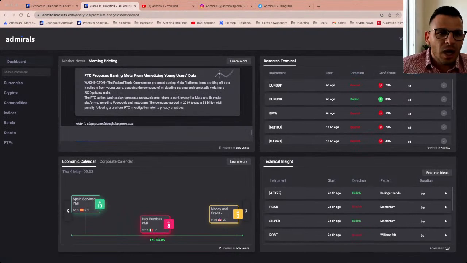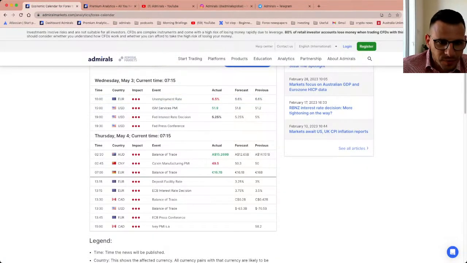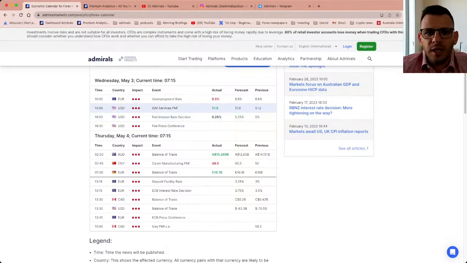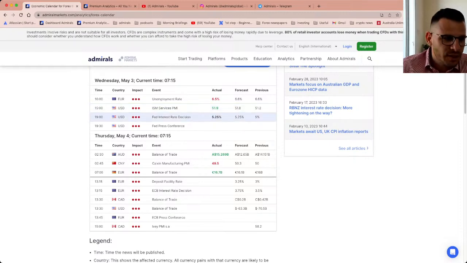Let's start with the economic calendar. I would like to show what happened yesterday in the market. We weren't around during the Fed interest rate decision. As you can see here, the Fed increased their rates from 5% to 5.25%. That's considered bullish for the US dollar.